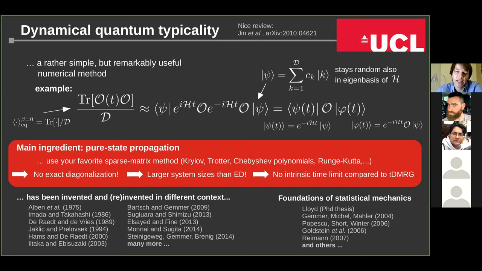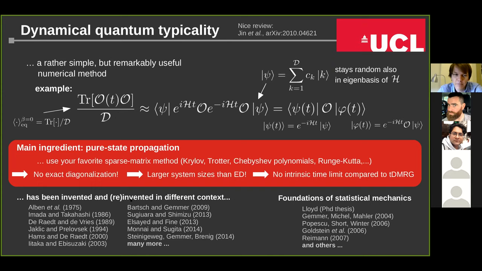And I should mention that we haven't invented this. So in fact, the usefulness of random states, I would say, has been discovered and rediscovered very often over time and in different contexts. So not only for these correlation functions here, but also for a lot of different quantities. And as you can see here, I just list a couple of references, there are even more. And the first one that I found goes back to 75. So random states have been used for numerical purposes for quite a long time.